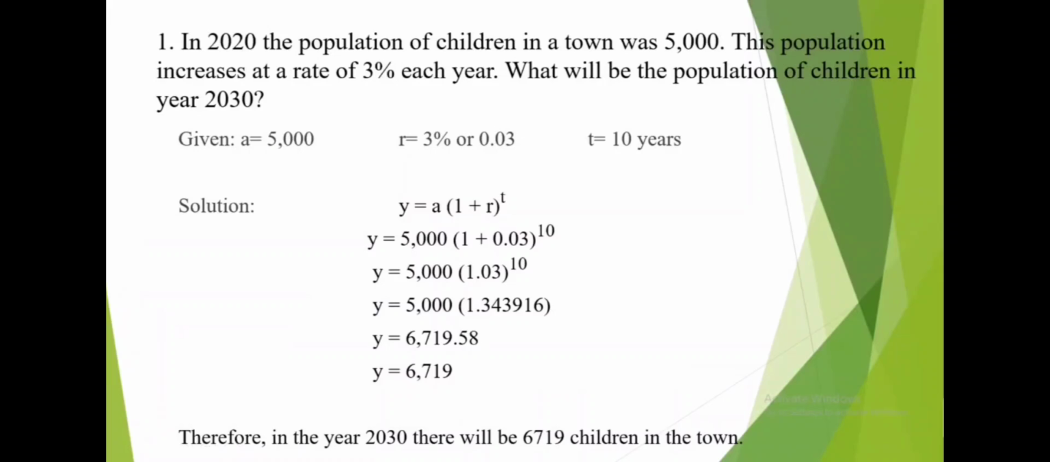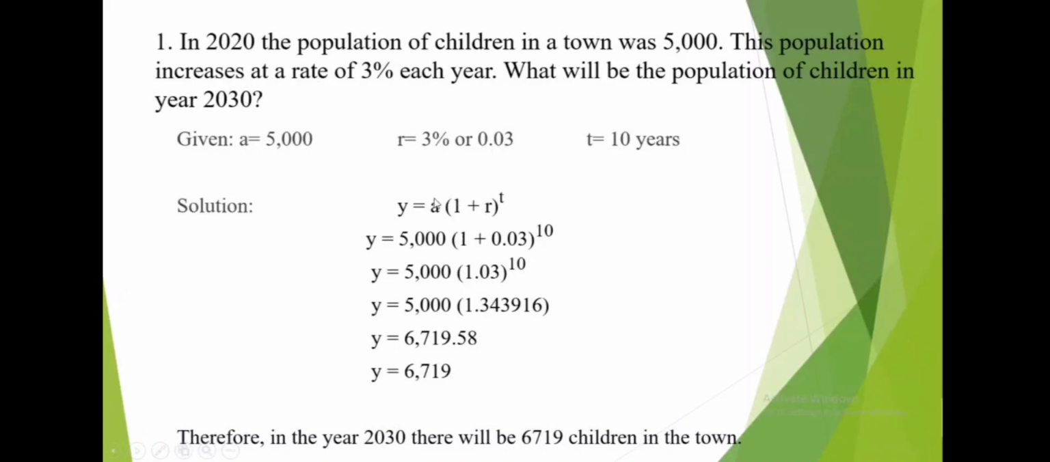Let us have our first example. In 2020, the population of children in a town was 5,000. This population increases at a rate of 3% each year. What will be the population of children in year 2030? So since this is about the population increase, which means it is exponential growth, we will use the formula for exponential growth, which is y equals a times (1 plus r) to the power of t. But before going on with our solution, let us extract the givens first.